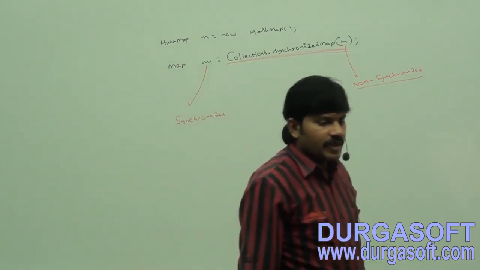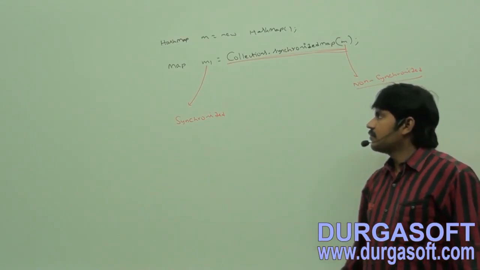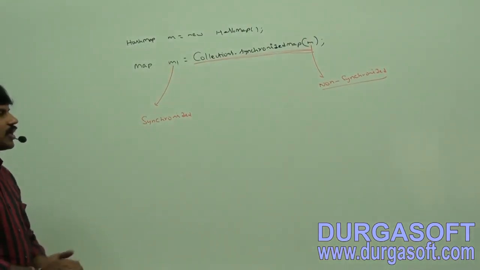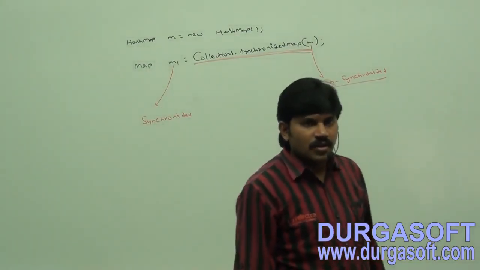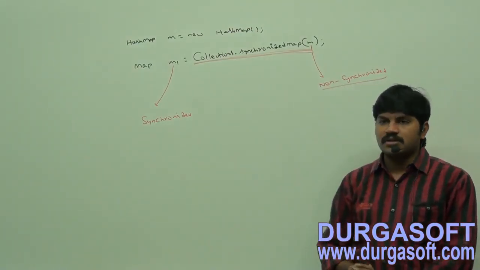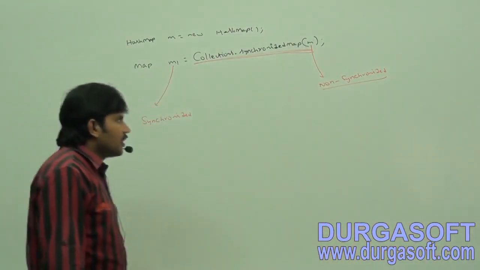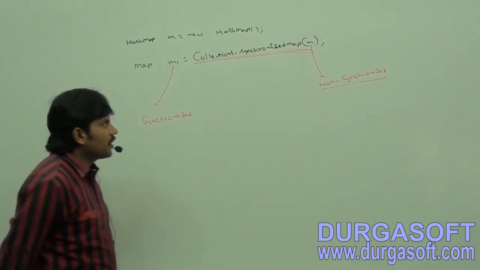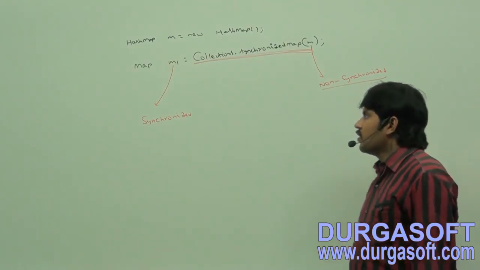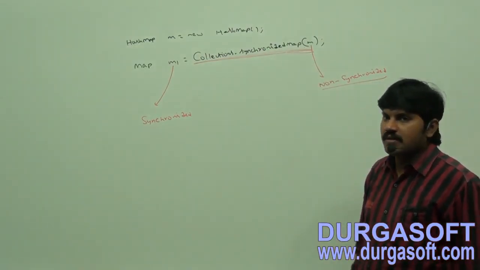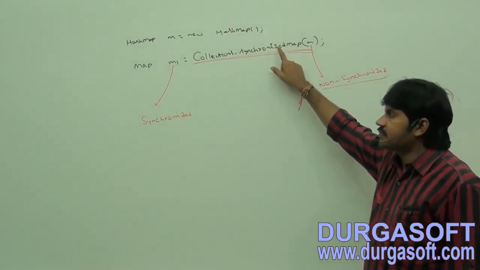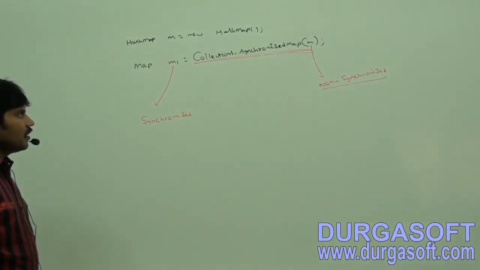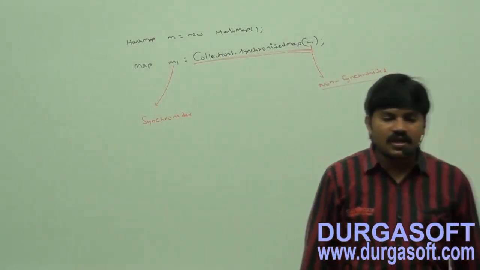At this point, by default hash map is non-synchronized, but we can get synchronized version of hash map by using the synchronizedMap method of the Collections class.